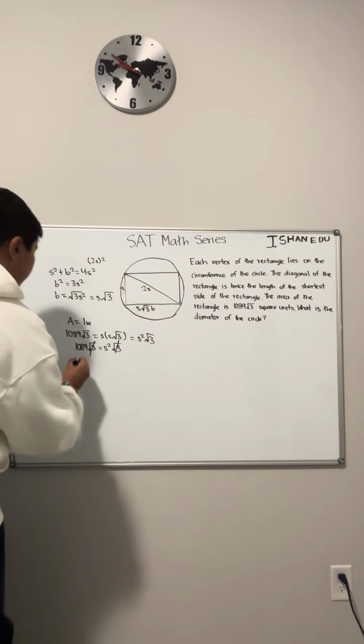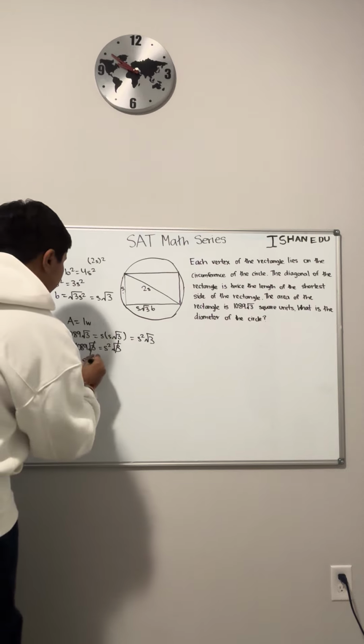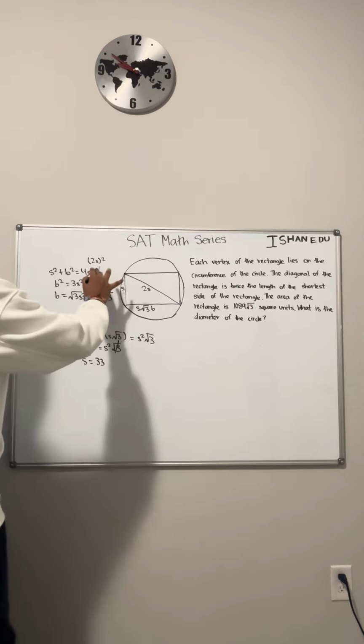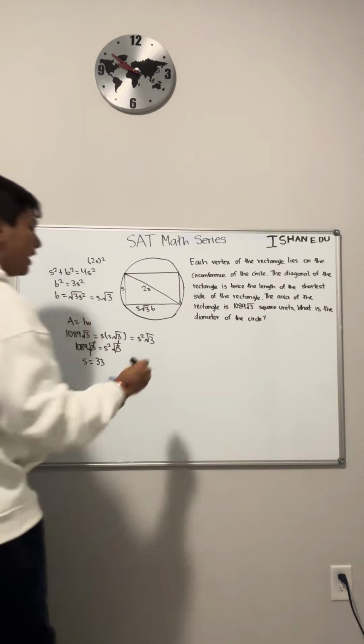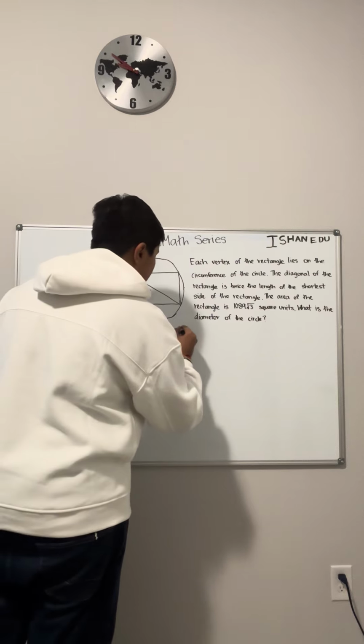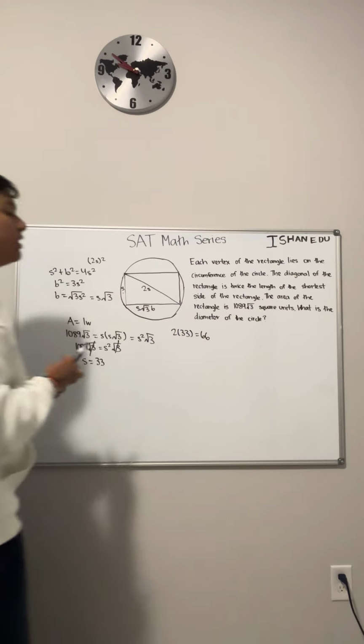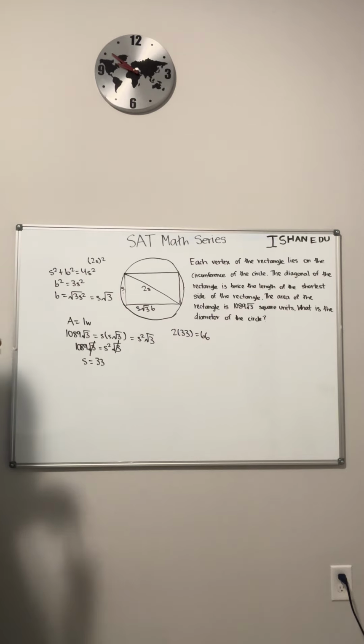So now we can square root both sides to efficiently achieve the perfect square number of 33, right? And now the diagonal is simply 2 times s. So we can do 2 times 33, which equals 66. Therefore, the diameter of the circle is 66 units.